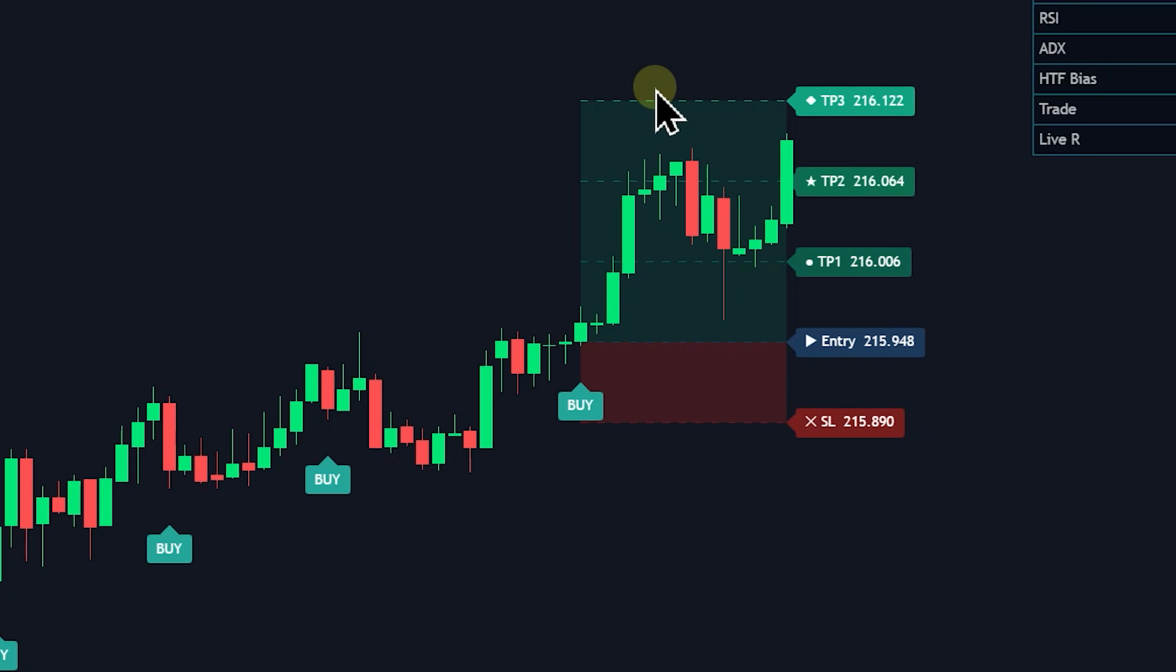You'll also notice that the area between the entry and the stop-loss is shaded. This represents your risk. The area extending toward your take-profit levels represents your potential reward. Now, let's move over to the dashboard.